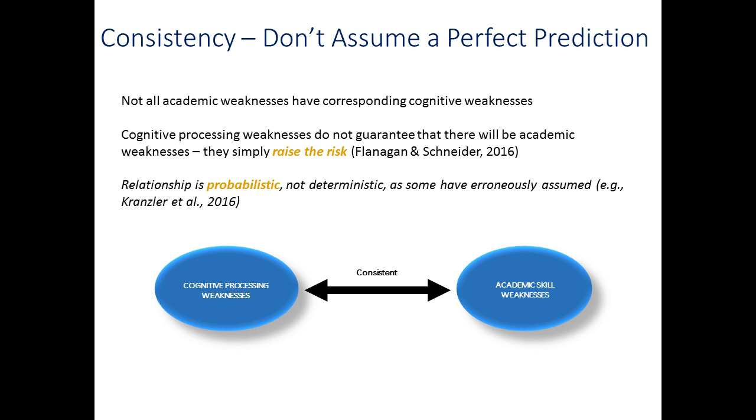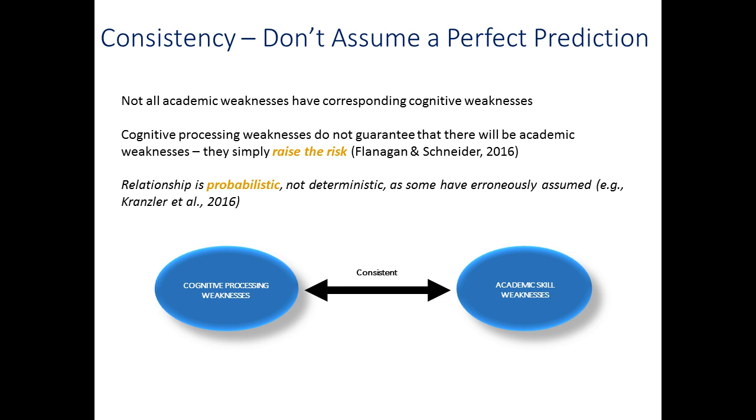So in other words, if you have a cognitive processing weakness, you will have an academic weakness. And if you have an academic weakness, you will have a cognitive processing weakness. And if you don't, in either direction, it's a diagnostic miss. Well, that actually misses the whole point of PSW analysis, SLD, and what this entire process is all about.